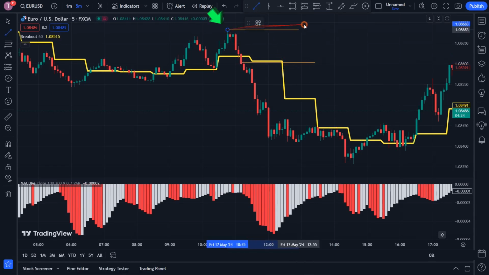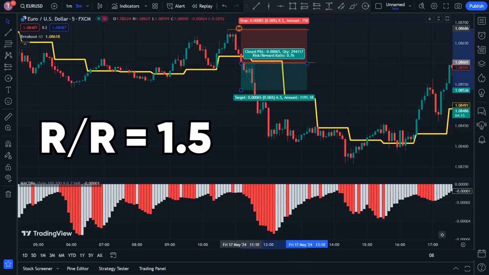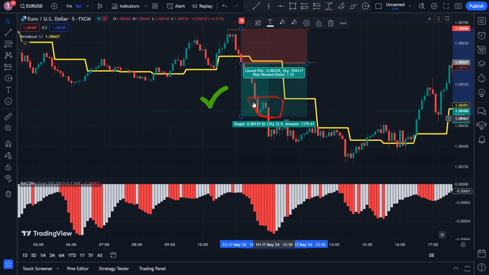Now we set our stop loss slightly above the last swing high. For the take profit, it's enough to consider a risk-to-reward ratio of 1 to 1.5 and wait for the trade to close with a profit.